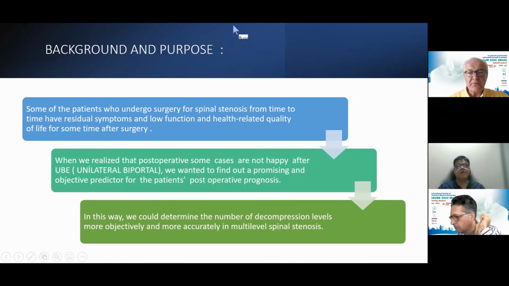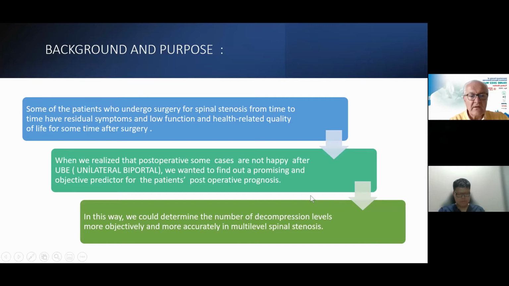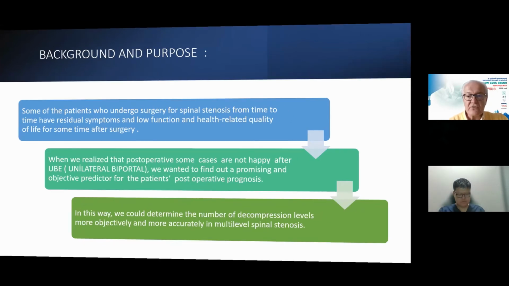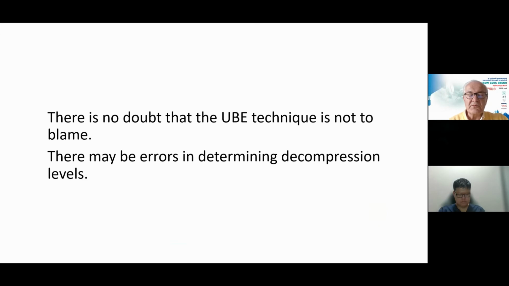Yes. And the purpose of this study is... Did it work, Hayati? Perfect. You can go. In this way, we could determine the number of decompression levels more objectively and more accurately in multi-level spinal stenosis. That's why I did a severe literature investigation, and I saw a very interesting paper, but of course there is no doubt that the technique is not to blame. There may be errors in determining the decompression levels.